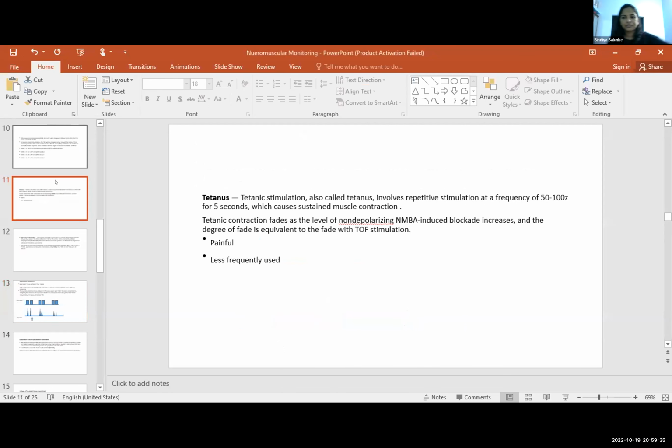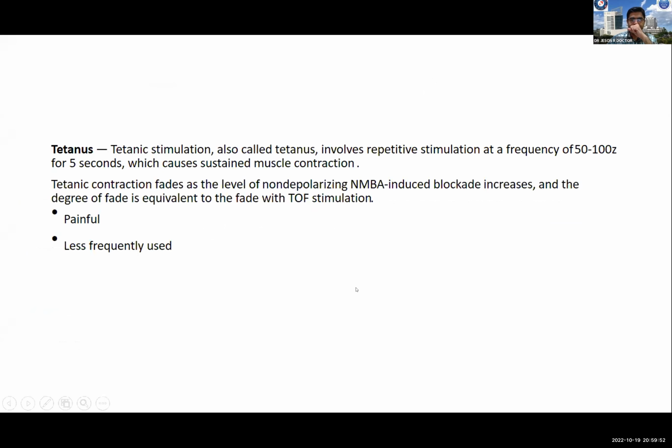So I think I had stopped here. So tetanus, that is tetanic stimulation. Am I audible? Yes, Bindiya, you are audible, but go on to slide share mode, the full screen mode. Yes, presentation mode.